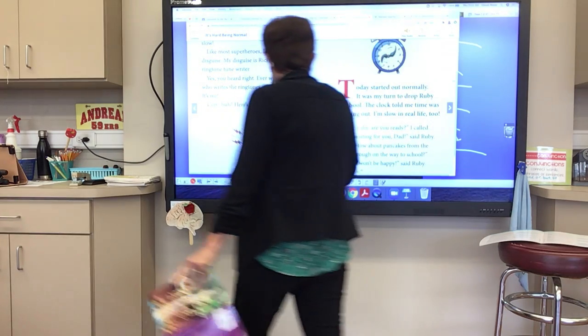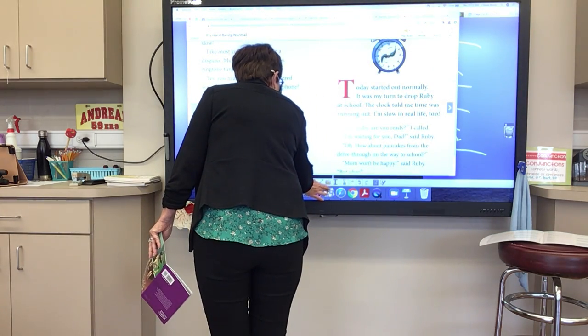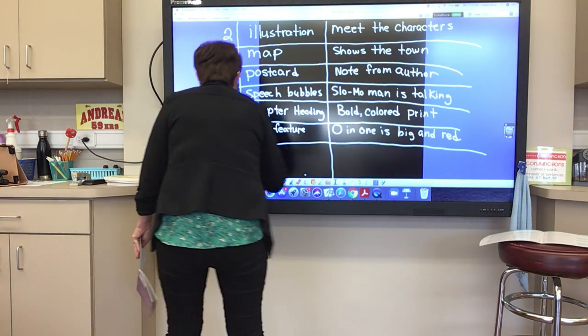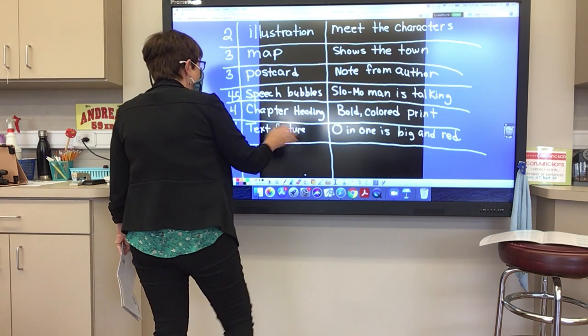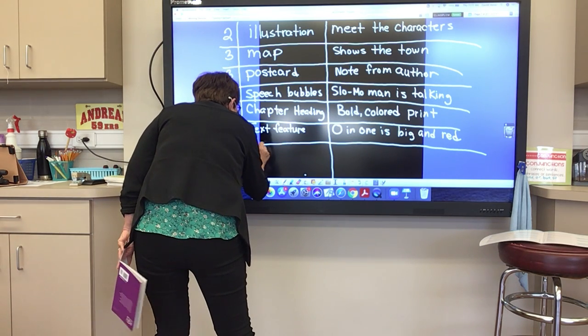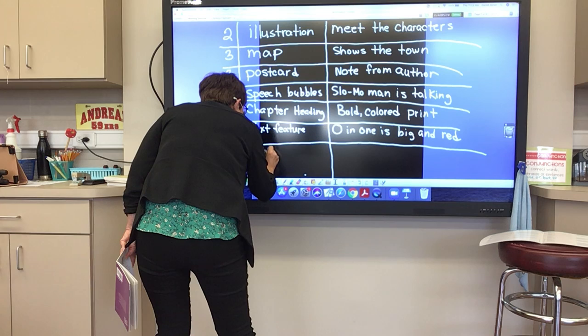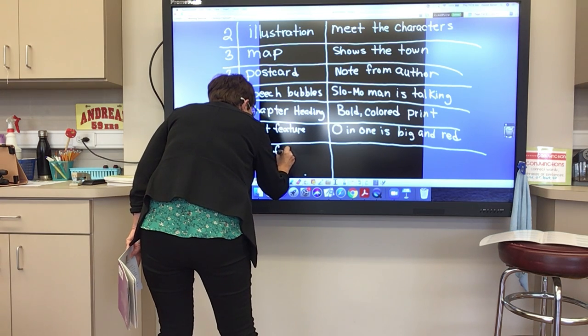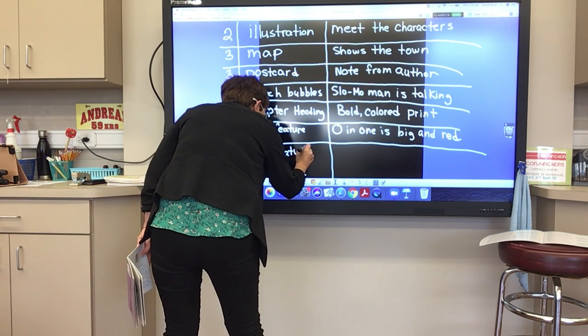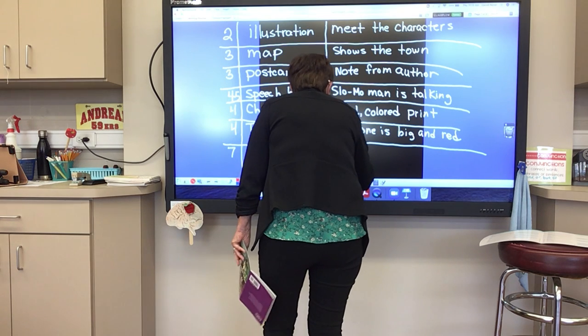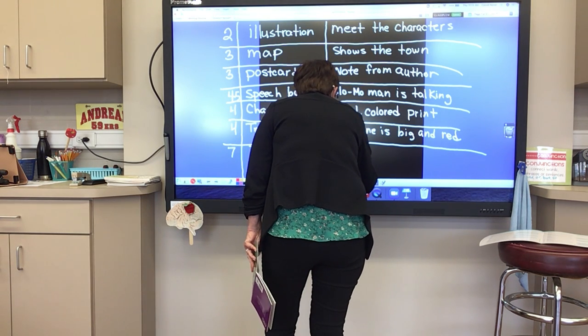So let's write that, because we've written some of these other things before. So let's go to page 7. We have a text feature. So we'll call it a text feature. The first paragraph is bold.